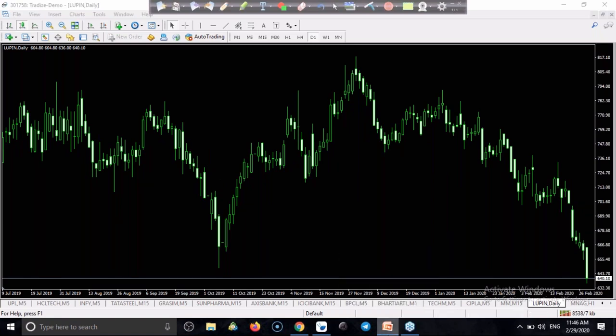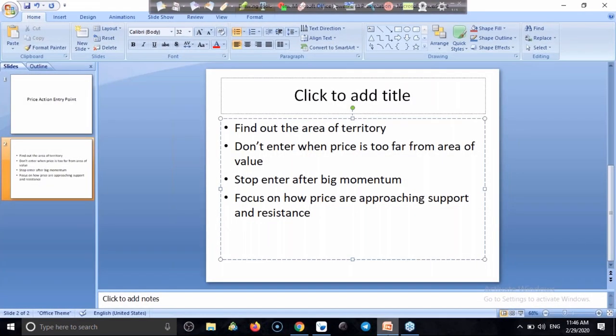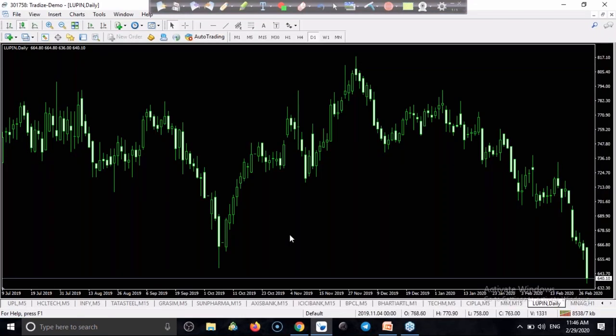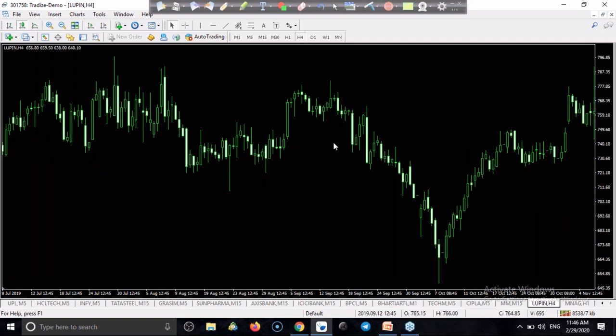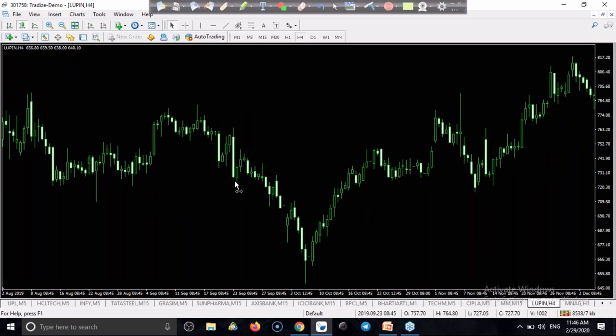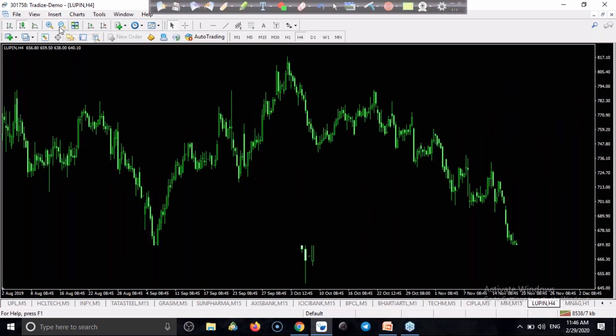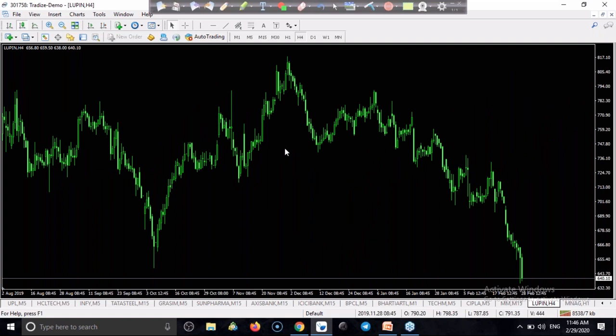This topic, I can say, focuses on how price approaches support and resistance. How are they approaching support and resistance? What is the meaning of this? All right, let me find some support and resistance here. Let me zoom in a little more, then we will come to know the support and resistance now.